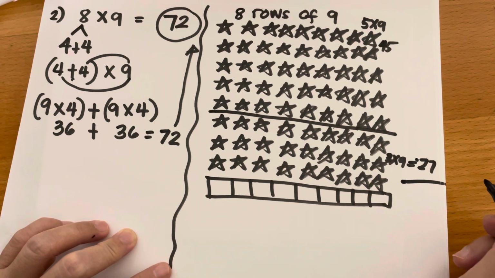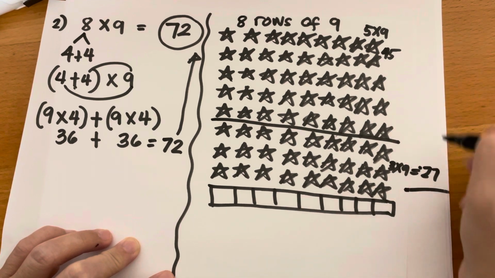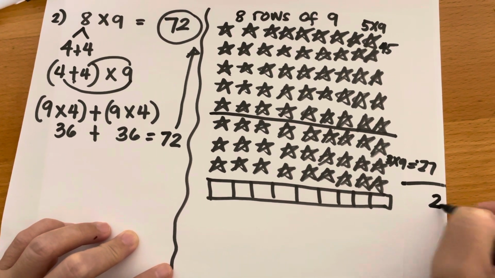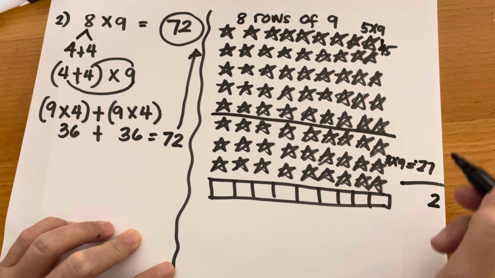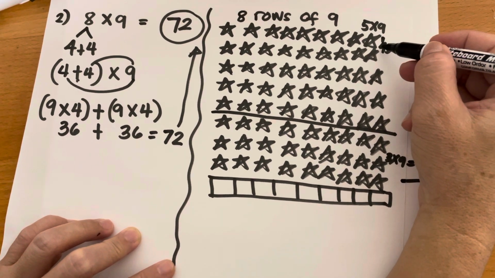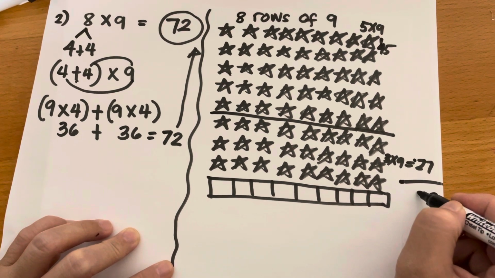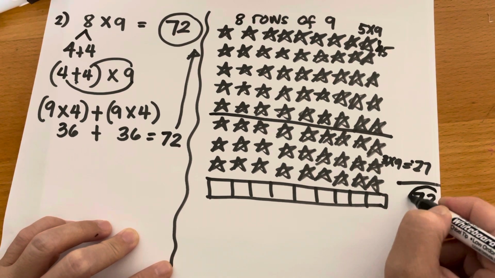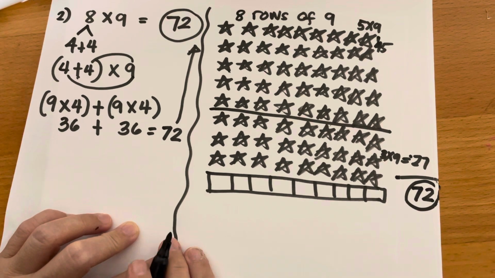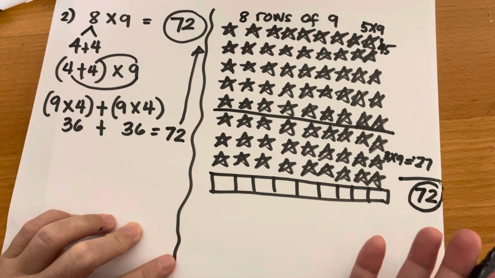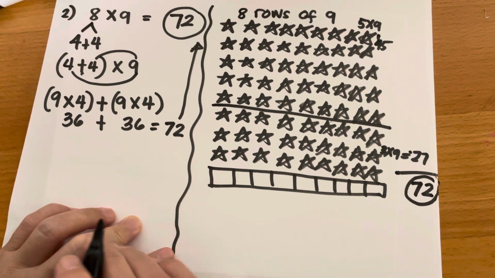So I want you to add the partial products, 45 and 27. So 5 plus 7 is 12, right? Okay, and carry 1. 1 plus 4 is 5, plus 2 is 7. So the answer is 72. Okay, that's strategy number 2. Now let's go to strategy number 3, skip counting.